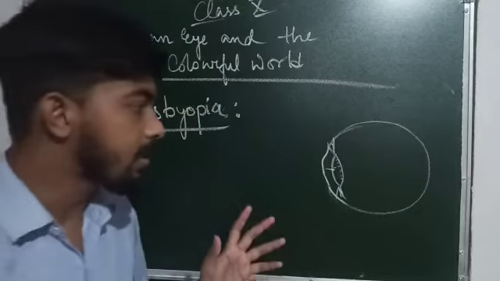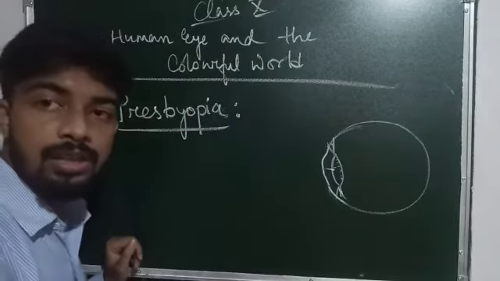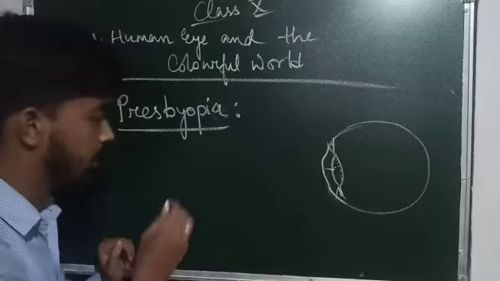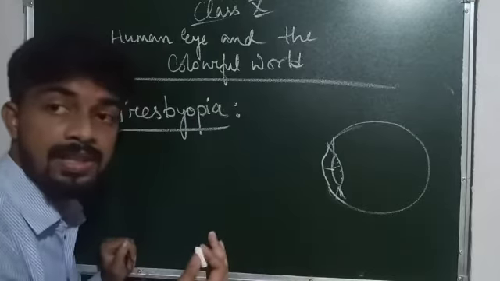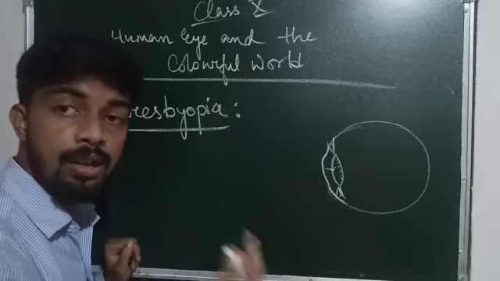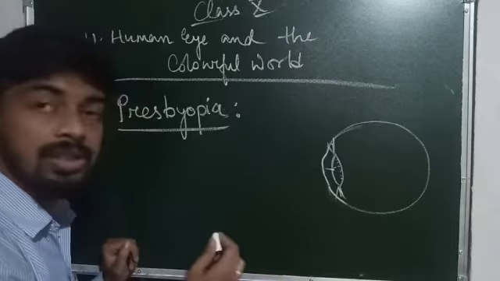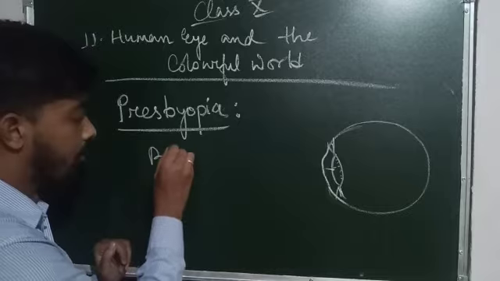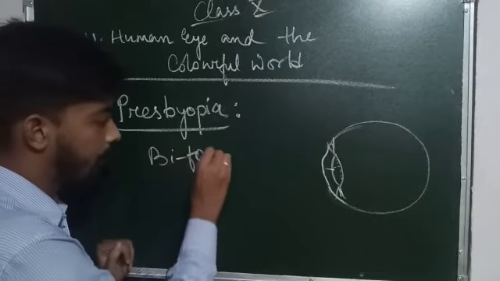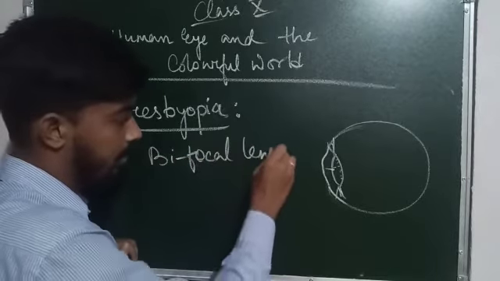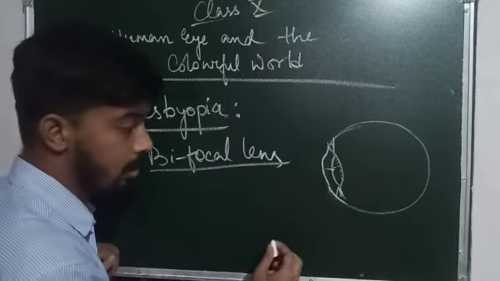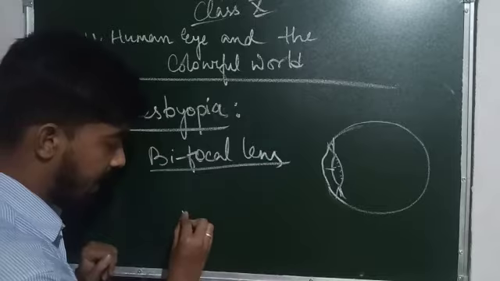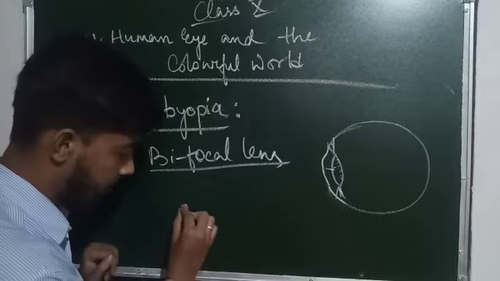So to correct this, the person is provided with a lens which has both the lenses. A special type of lens is given, in which both the lenses, convex and concave, are present. So this is known as a bifocal lens. In a bifocal lens, the lens somewhat looks like this. For example, this is the glass, or we can say the specs of the person.